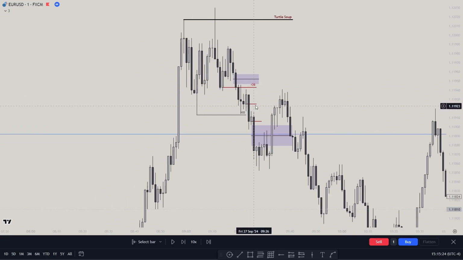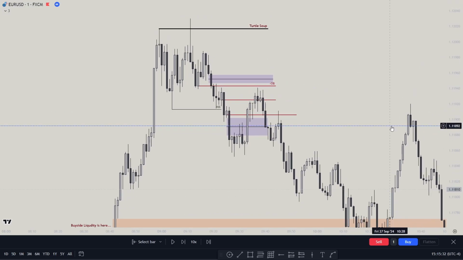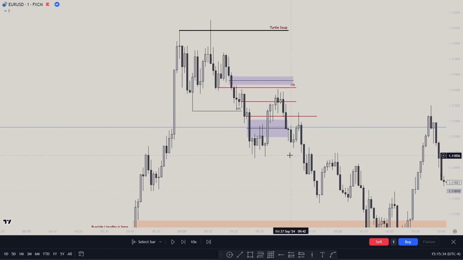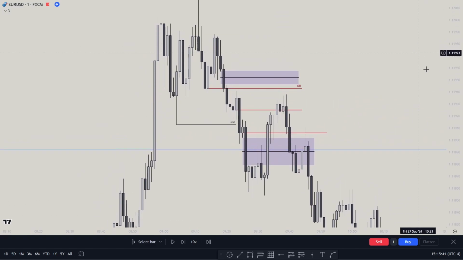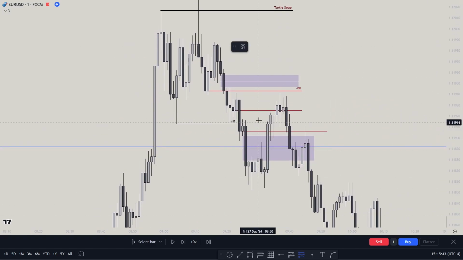So the thing is that we see that there are order blocks here, that one, also this one, and some fair value gaps. So I would have taken a very, very good entry, according to me, which will be at exactly here.